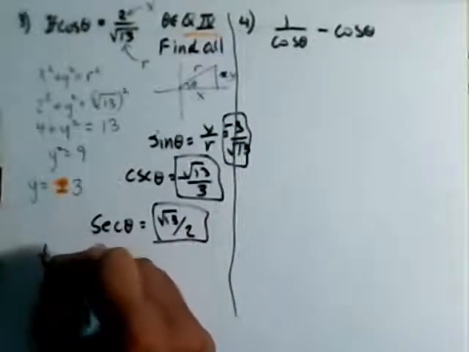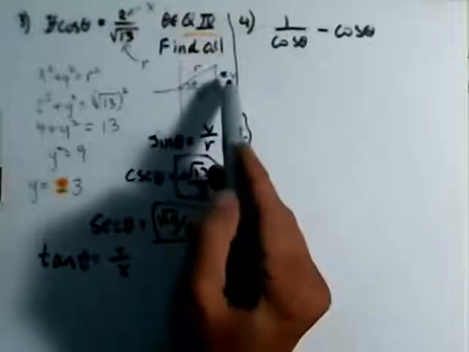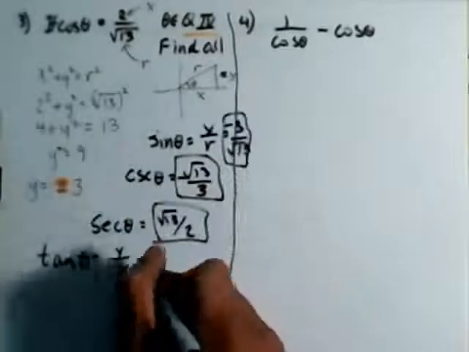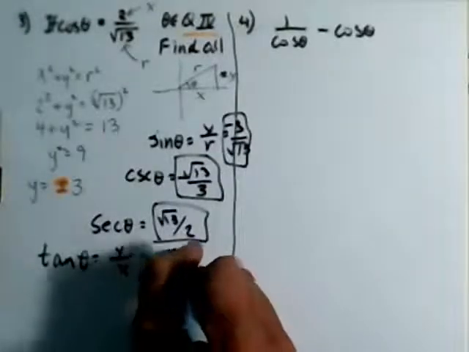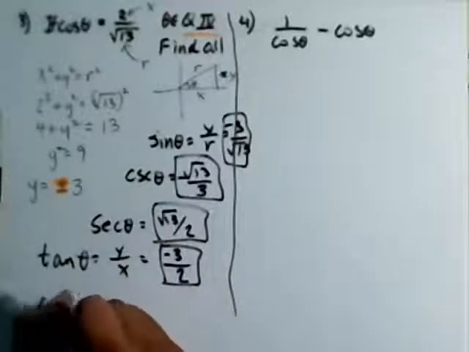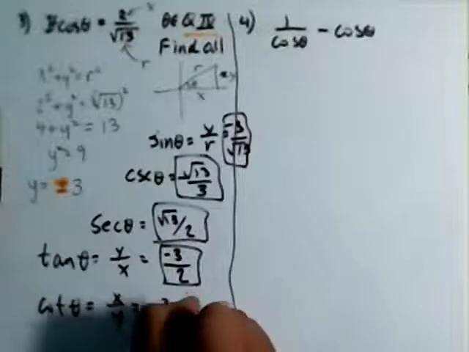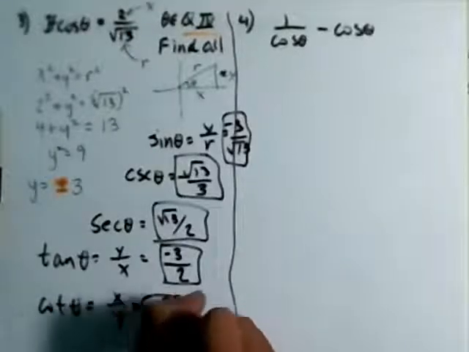We should also know the tangent of the angle. We know that to be y over x. Can you see that right there? The y opposite over the adjacent. We know the y value is negative 3 over the x, which is 2. And then the cotangent is the reciprocal function, which is x over y, 2 over 3 with a negative in front.